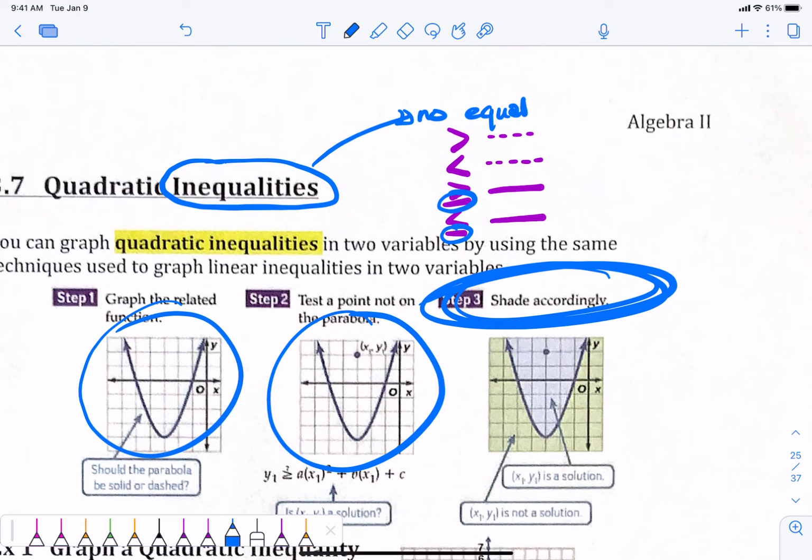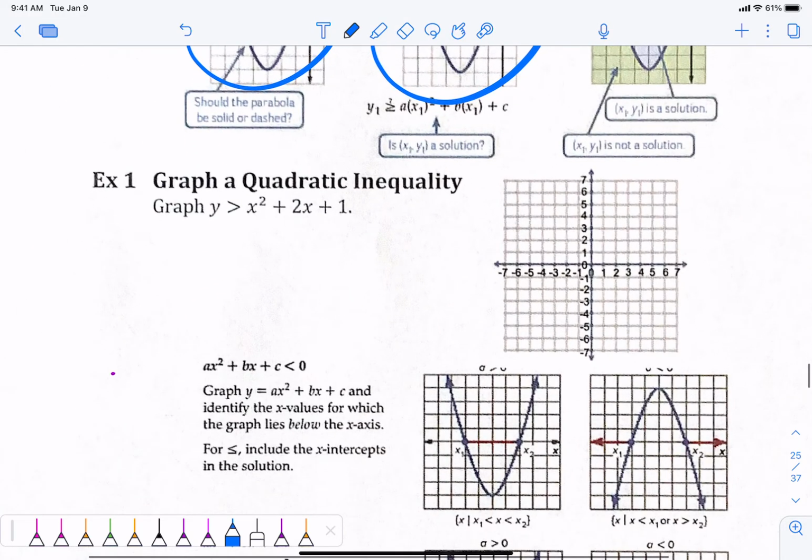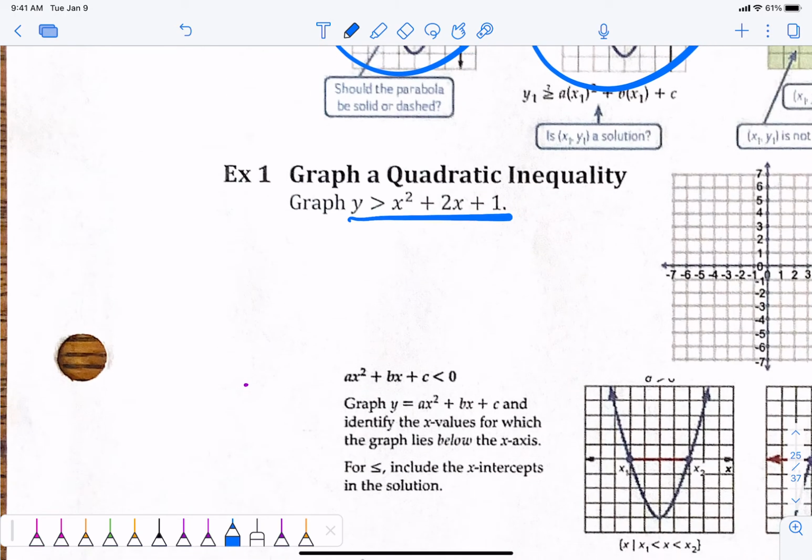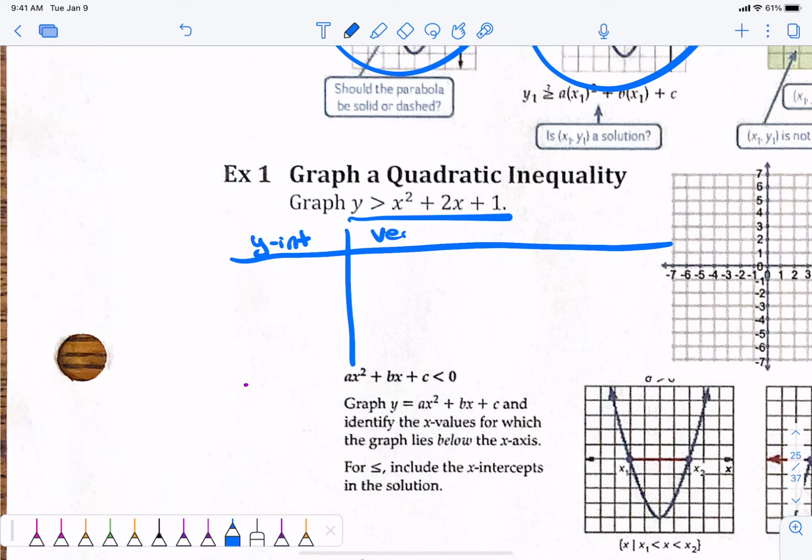Are we ready to go? They do not tell us how to graph this thing, so we're just going to use some information that we know from parabolas. One thing we could do is find the y-intercept really easily. Another thing we could find is the vertex. Axis of symmetry, I'll do that too. And then we have the x-intercept. So we've got all of these things.